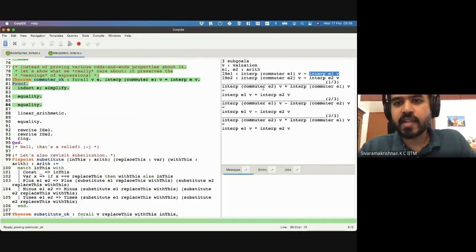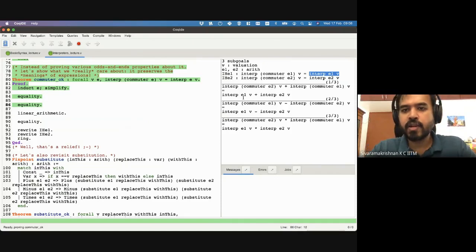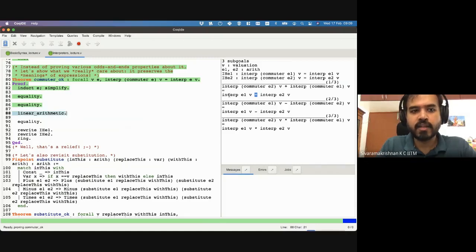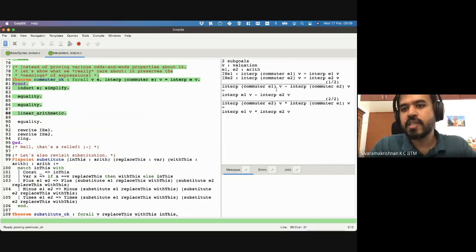These two are in different orders to this one. So they're actually commuted. So we know that addition commutes. So these are like basic properties that the linear arithmetic tactic knows how to do. If you use equality, you'll get stuck because equality doesn't know about the properties of natural number additions, but linear arithmetic does. So if you do linear arithmetic, that goes through. This one is equality. Why is it equality?